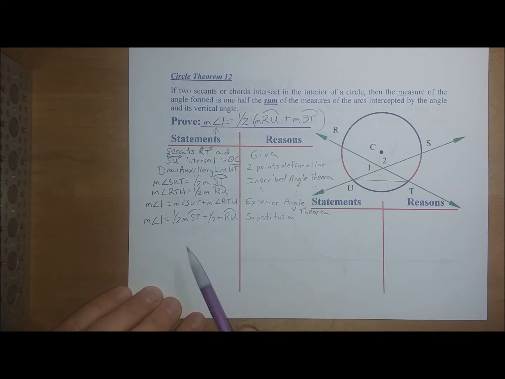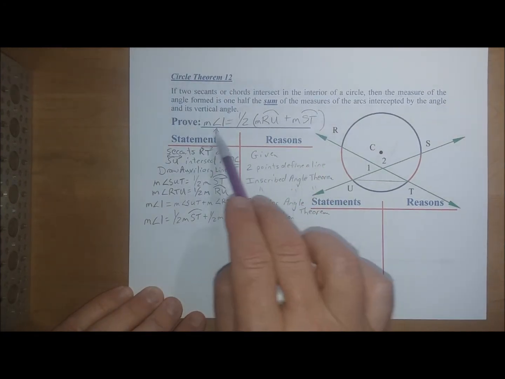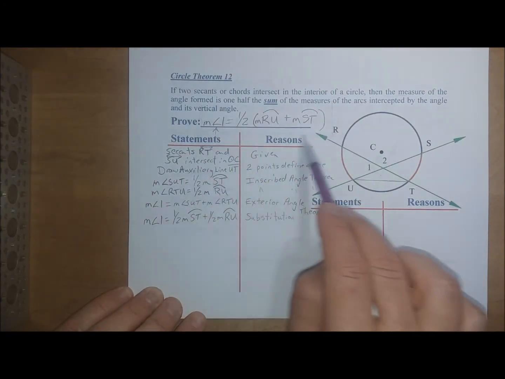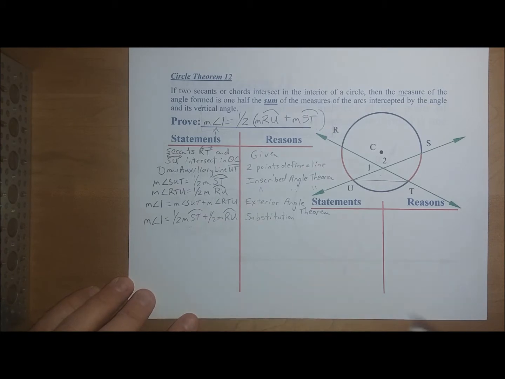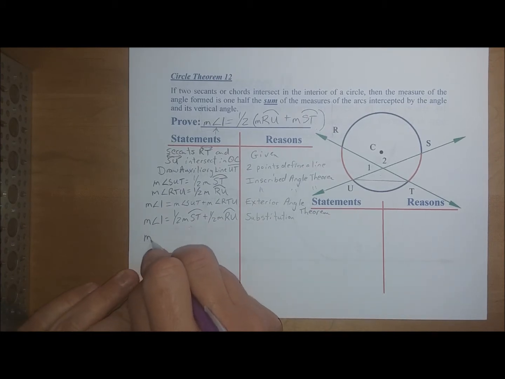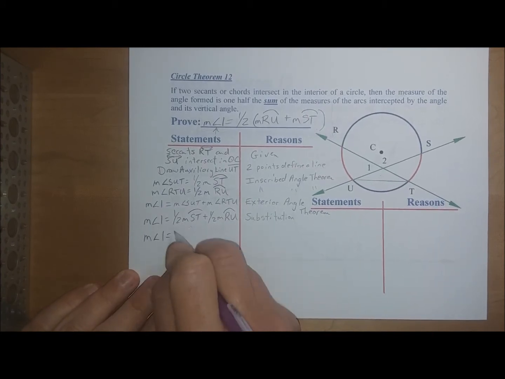Okay. Look at that. Every now and then you want to, of course, look back at your GPS and see, are we approaching our destination? How would I get from here to here? Do I just need to factor out a 1/2? I think that's all we got to do. The measure of angle 1 equals 1/2.